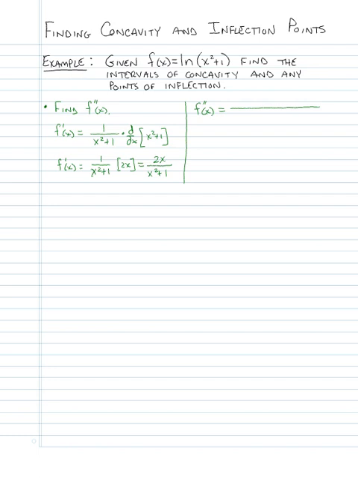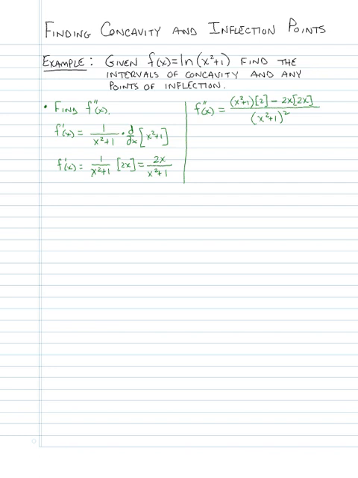The second derivative will be the denominator times the derivative of the numerator. Now in this case, the numerator is 2x, and so the derivative of 2x is just 2. And then it's minus the numerator, which is 2x, times the derivative of the denominator. Well, in this case, the denominator is x squared plus 1, and that derivative is 2x. And then remember, we take the denominator, which is x squared plus 1, and we square it for the denominator of the second derivative.